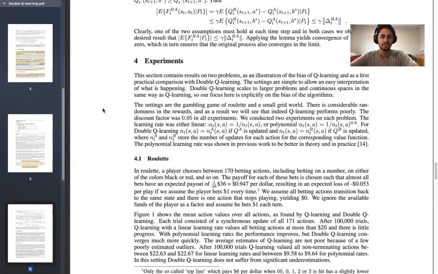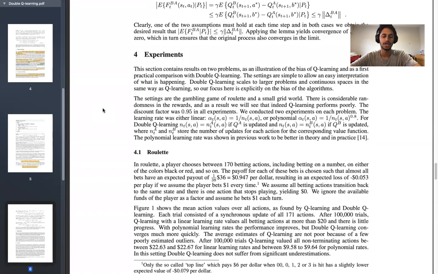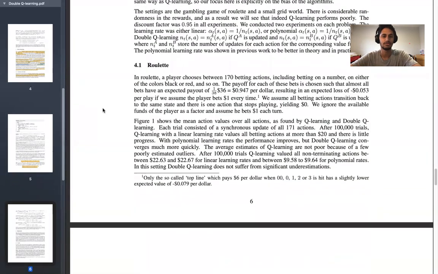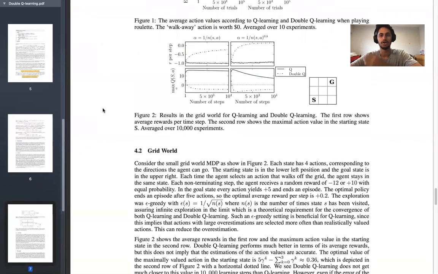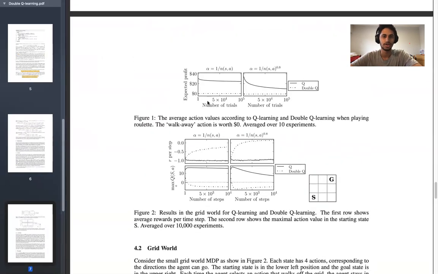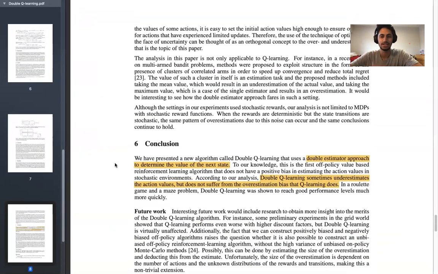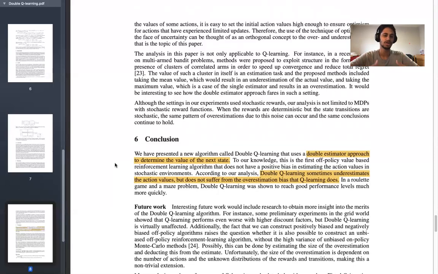And in this paper, the authors talk about how they use this approach to present this solution in different environments, such as roulette, the card game, and other examples in grid world scenarios. As you can see using this approach, the number of steps it took to converge to the optimal policy using double Q learning is much smaller than using Q learning, the single estimator solution. And the conclusion was that a double estimator approach to determine the value of the next state is a much better approximator for converging to the optimal policy pi star than using singular Q learning.